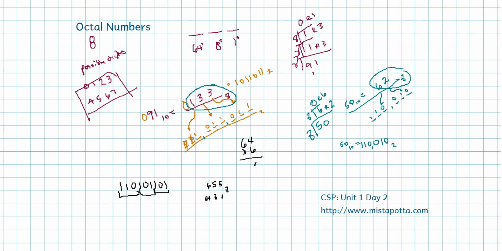6 times 4 is 24. Carry the 2. 6 times 6 is 36. 2 more makes 38. And then I've got 5 8s, which is another 40. And I've got 5 1s, which is 5. So if I total this up, I've got 429. And so this is my base 10 representation of this base 8 representation of this base 2 representation.